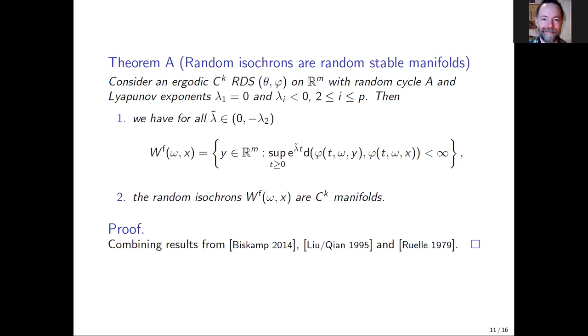And just as a follow-up, do the eigenvalues lambda I depend on omega also, or are they random? No, that's the point. In an ergodic setting, they don't. If your invariant measure with respect to which you define these Lyapunov exponents in the multiplicative ergodic theorem is ergodic, then these Lyapunov exponents are just deterministic numbers. If the measure is non-ergodic, this becomes a little bit more complicated, and they might be omega dependent.